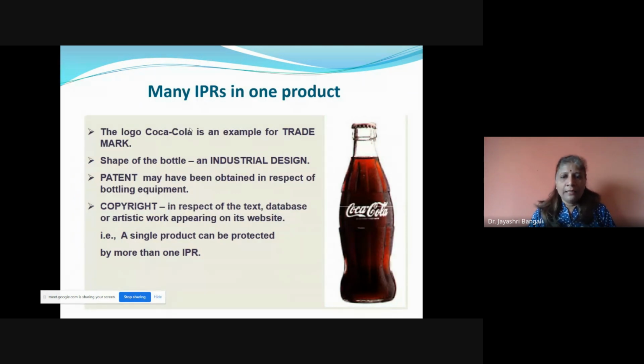Here you can see, if you just consider a bottle of Coca-Cola, how many IPRs are there in just one product? Its logo is an example of a trademark. The shape of the bottle is protected under industrial design. A patent may have been obtained in respect of the bottling equipment. Copyright in respect of the text or database or artistic work appearing on the bottle itself. And again, as I said, the recipe of Coca-Cola is a type of trade secret. So more than one IPR is there for one product.